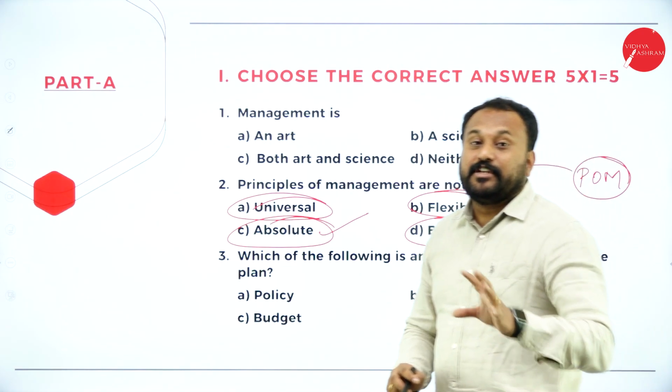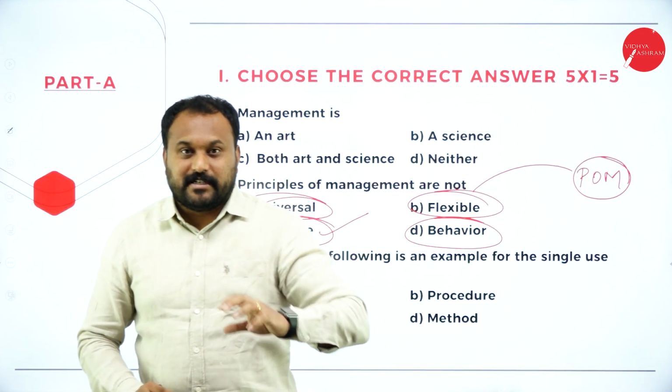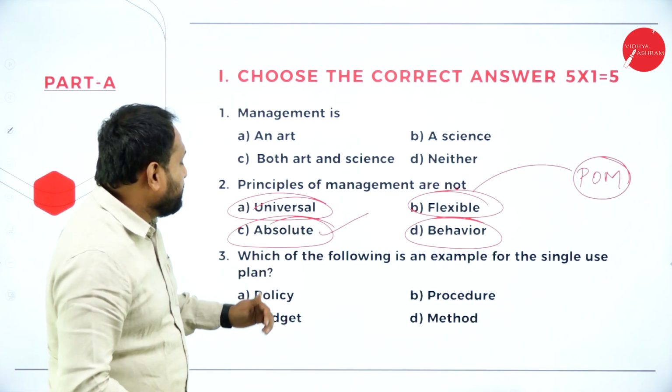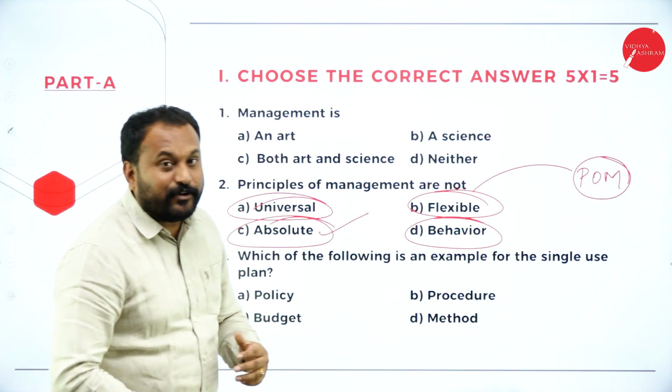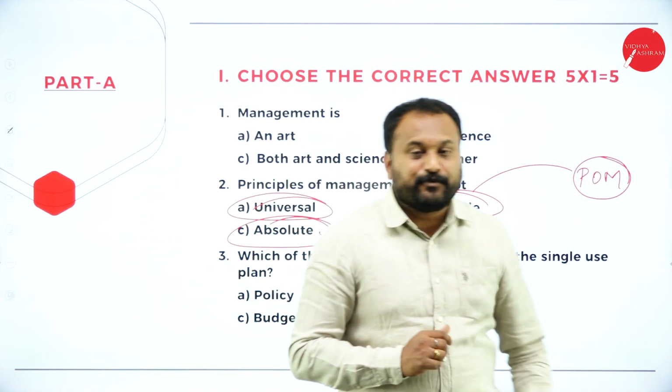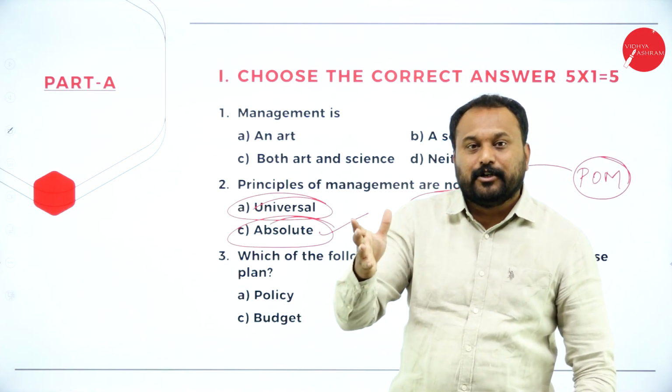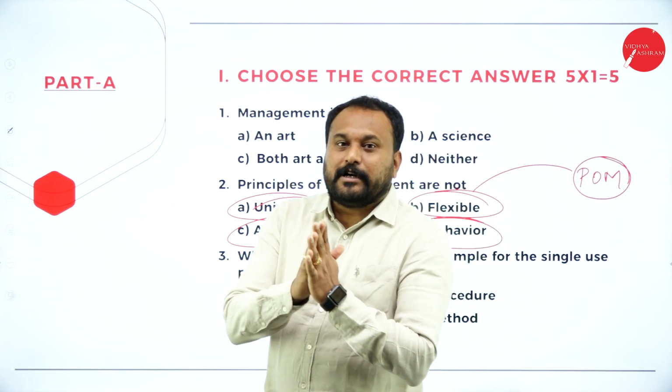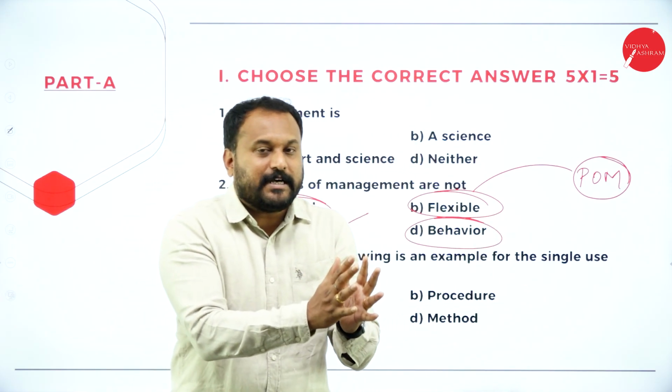They are not absolute. It can be changed. They're not absolute. Second, which of the following is an example for the single-use plan? See, there are types of plan. We have standard plan. We have single-use plan. I want you people to understand the difference between standard plan and single plan.